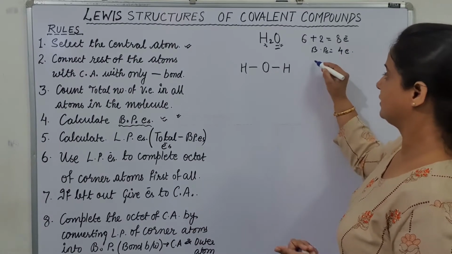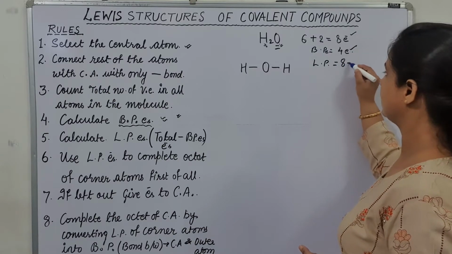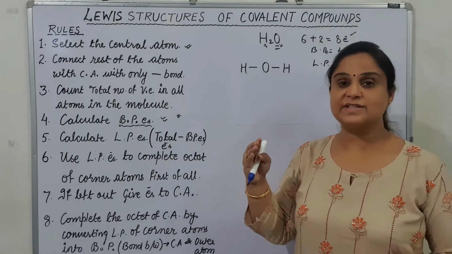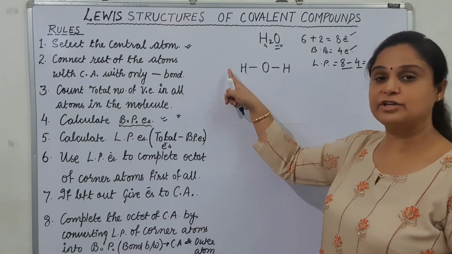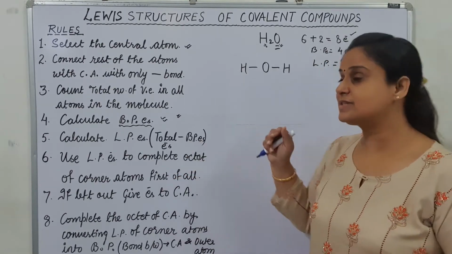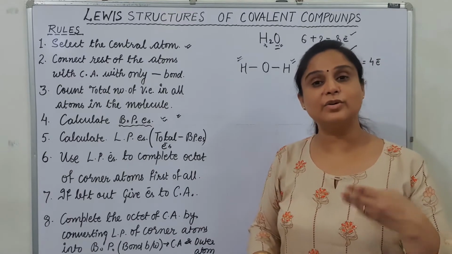Now how many lone pairs are left out? Lone pairs will be 8 minus 4, so that is 4 electrons. I have to start by looking at the octet of the side atoms first, and then I will go to the central atom. So can you see there is an exception here. In the case of hydrogen, we cannot give any lone pair to the hydrogen.